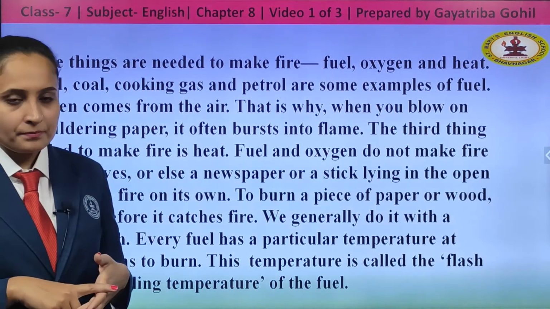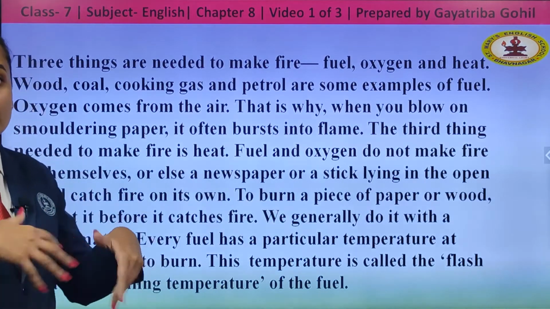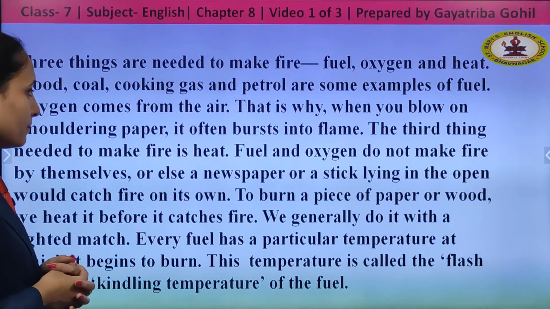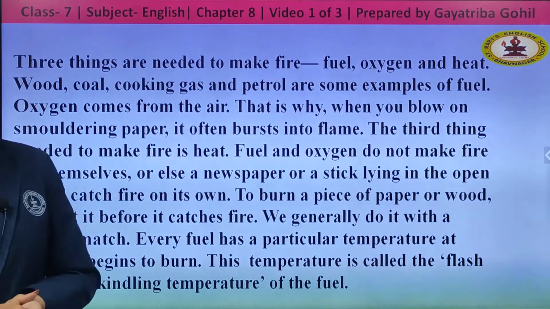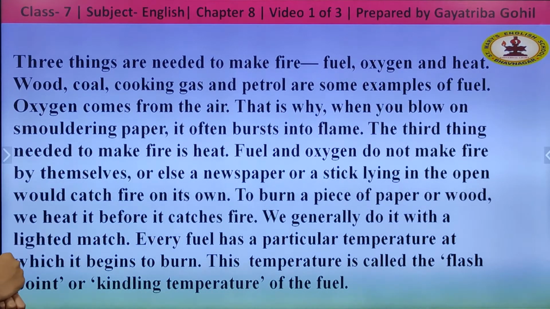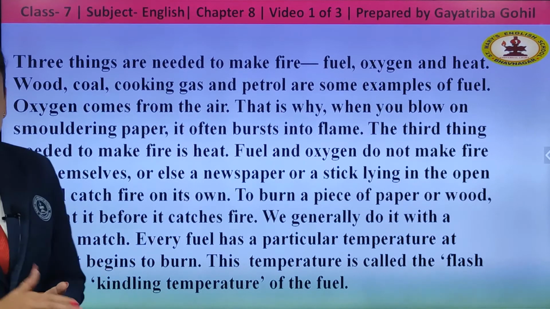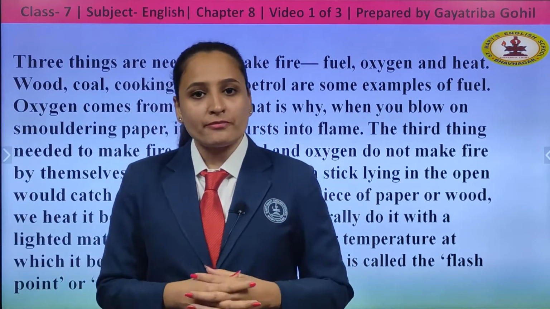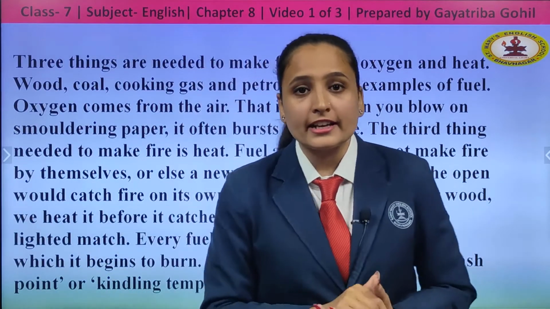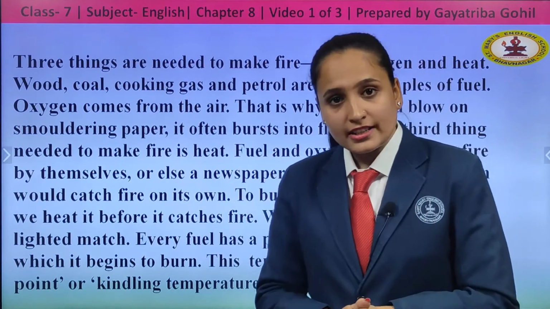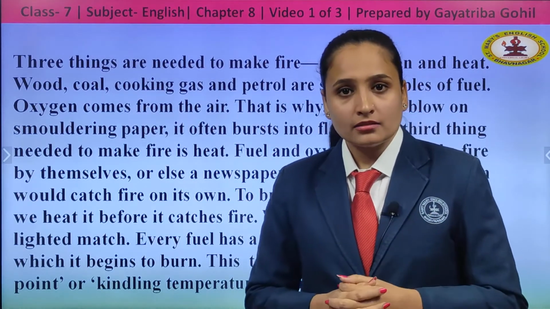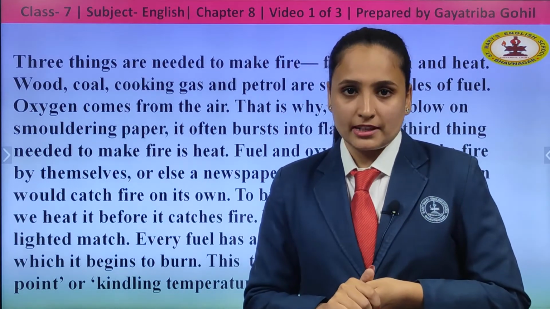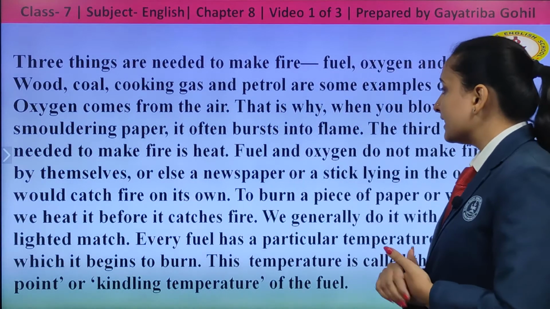Oxygen comes from the air, right? Oxygen is already present in the air, so we don't need to have it with us. That is why when you blow on smoldering paper, it often bursts into flame. The third thing needed to make fire is heat. For example, if you have a tub of petrol and you leave it outside, it will come in contact with the oxygen present in the air. Does that mean that it will start burning? No, to make it burn, you need to give it heat. You need to light a matchstick or something, right? So it also needs heat.